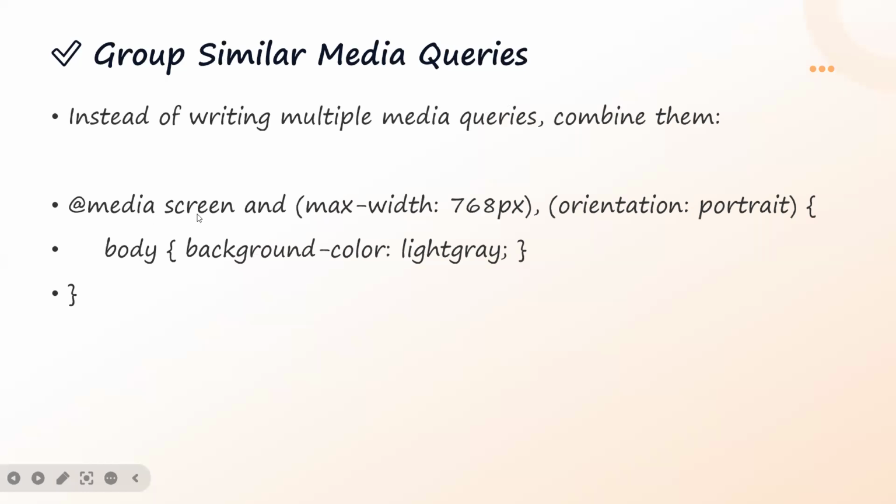Here we are saying media screen and max width 768 pixels, then orientation. You see, this style would apply if the orientation is portrait. So when the height is bigger than the width, that's portrait. But you can also change this portrait value to be landscape. So when a user is using their phone in landscape orientation, that style would apply there. Okay, so that is it.